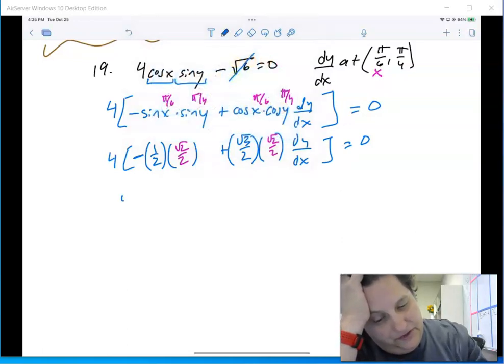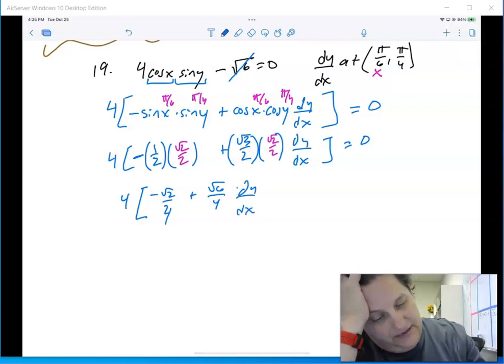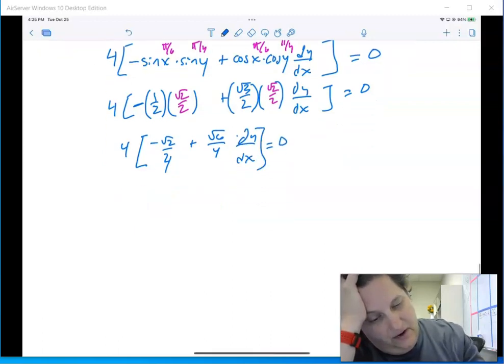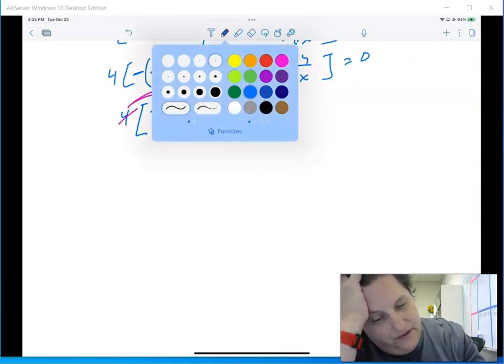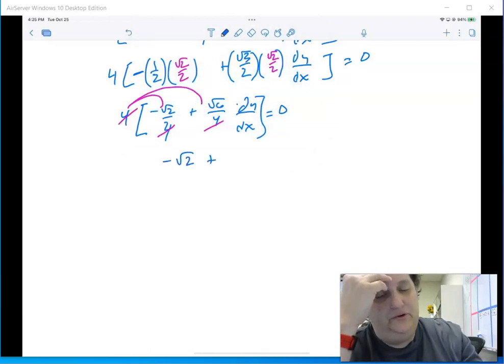So, this is very strange. Okay, I get 4 times negative root 2 over 4 plus root 6 over 4 times root 2 over 4 dy dx is 0. Oh my goodness, I wasn't really going to distribute this 4, but look, I think I shall because it crosses everything out. So negative root 2 plus root 6 dy dx is 0.